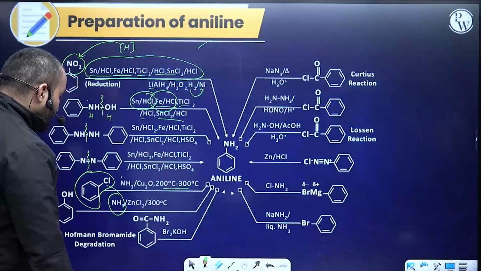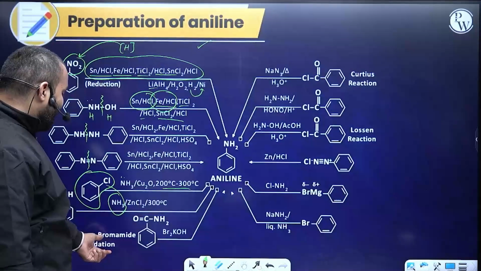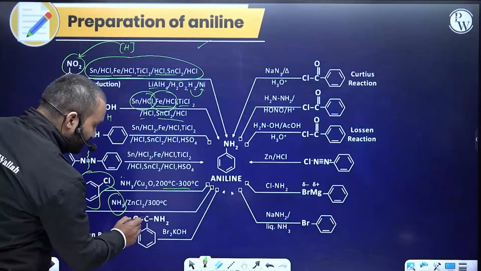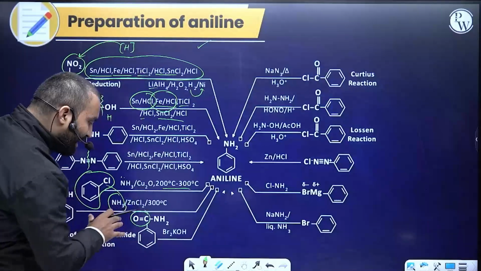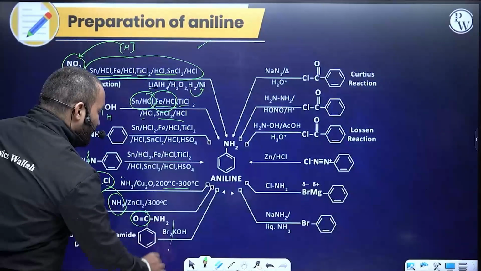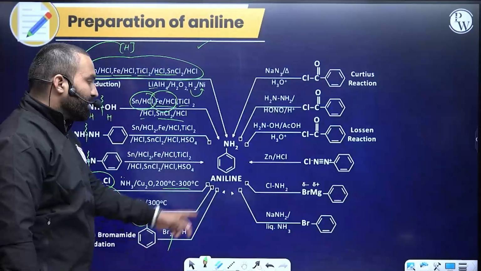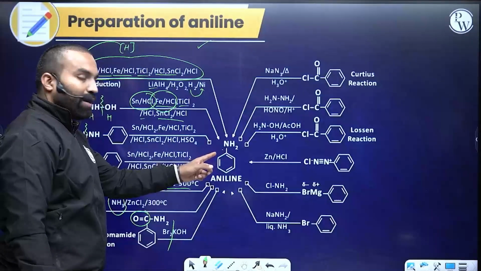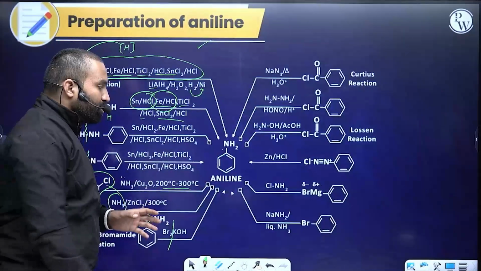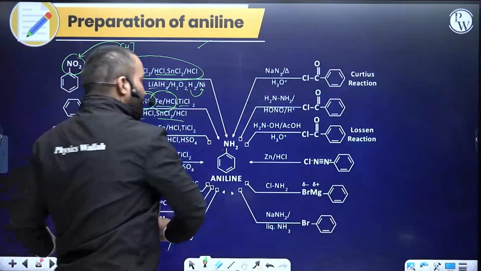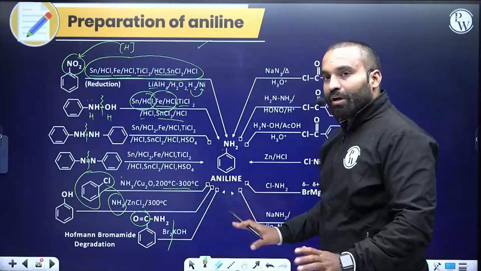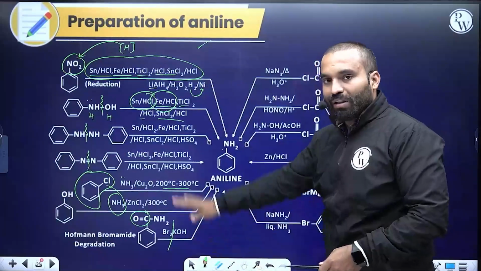Okay. This Hofmann bromamide degradation reaction we already studied. The CO can be eliminated in the presence of Br2/KOH, and the compound obtained will have no CO at all in it. So these were the methods. You go through once, pause the video if you want to revise it. All the reactions are done.